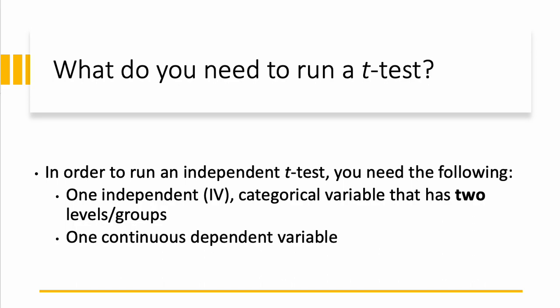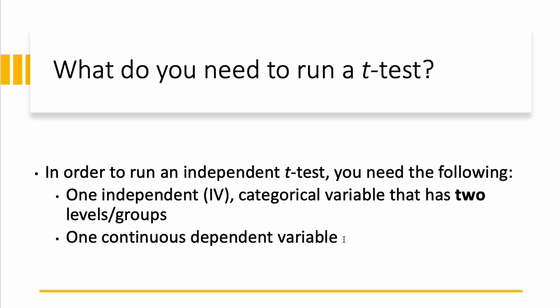So what do we need to run a t-test? We need two things. We need an independent categorical variable, and it needs to have two levels. So condition A and condition B would be the two levels. So let's say you're looking at the effects of caffeine on study habits. Your two levels could be no caffeine and caffeine. And then you need a continuous dependent variable.